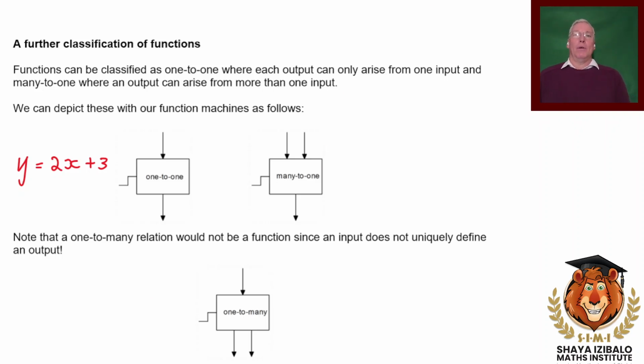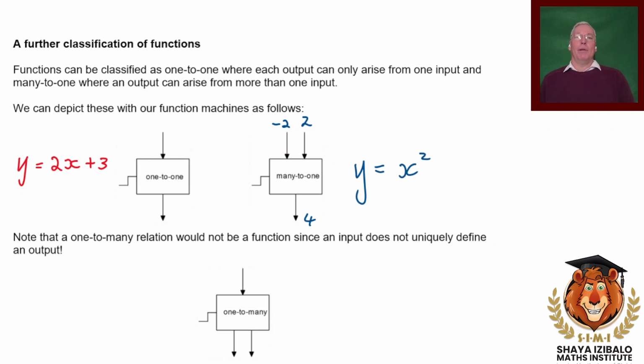The next type is what we call many-to-one. Here, when we put in an x value, we only get one y value out, but it is possible to put different x values in and get the same y value out. For example, if we put in -2, we get 4 out. But also, if we put 2 in, we get 4 out. This one is called a many-to-one function, whereas the other one is called a one-to-one function. One input, one output. Many inputs to one output.